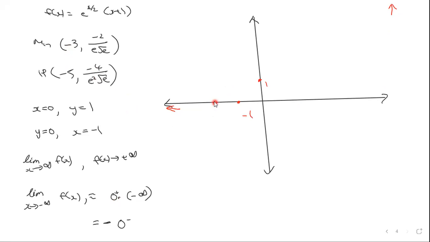Now you know you have a minimum at (-3, -2 over e root e). You might want to use a calculator to get some idea of what number that might be. And that's a really decently small number actually, -0.44. So it looks like it's around here, not to scale. And then you've got (-5, -4 over e squared root e). So that's about here. Okay, so it basically looks like you're going to have a concave down, concave up curve from here. So that's the general gist. We'll obviously draw it a bit better now.